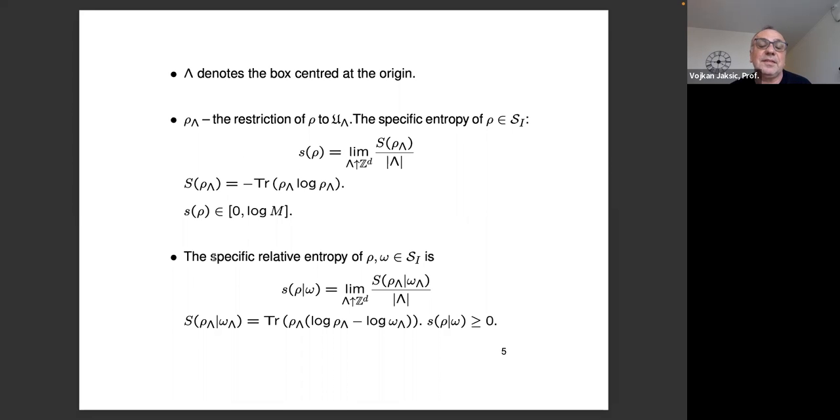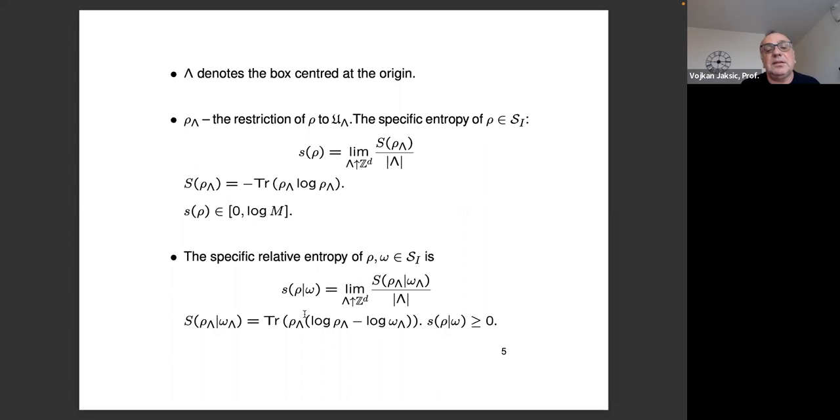Of course, what is a little bit less common is the notion of the specific relative entropy, and that will be central for my talk, for our results. So we again take two states which are translationally invariant, but this time, after we restrict them to the box lambda, we don't look at the entropy of the restriction, but at the relative entropy, which is defined here by the Umegaki formula: S of rho_lambda, omega_lambda is trace rho_lambda times logarithm rho_lambda minus logarithm omega_lambda. This is always bigger or equal than zero, which is a sign that is very important.